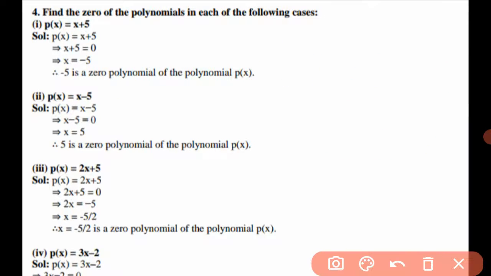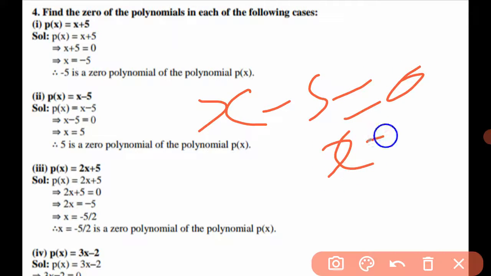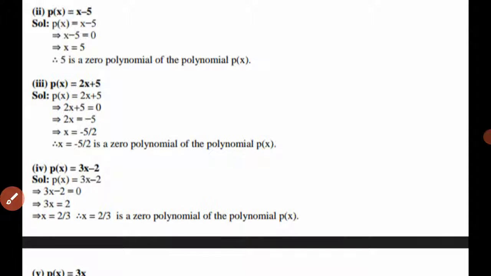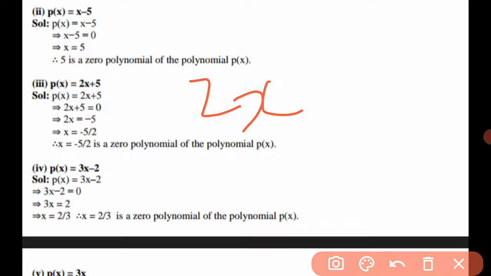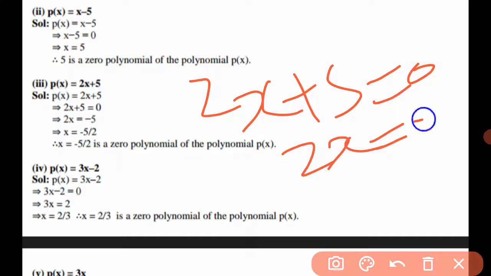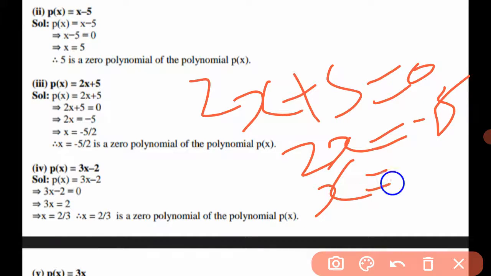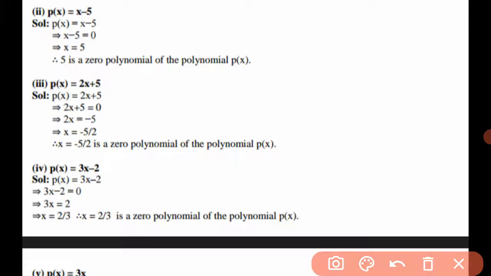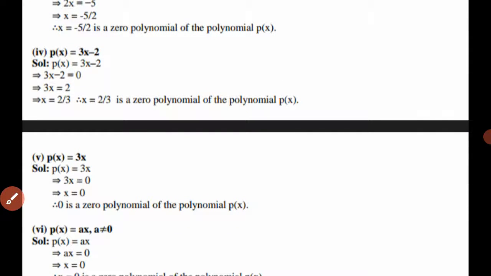Similarly, in the second case we are given x minus 5, so x minus 5 equals 0, so here x equals 5. So we can say that 5 is a zero of polynomial p(x). Now in the third case, p(x) equals 2x plus 5. So we solve 2x plus 5 equals 0. So 2x equals minus 5, and the value of x we find is minus 5 upon 2. So minus 5 upon 2 is a zero of polynomial p(x). Now in the same way, its fourth part, p(x) equals 3x minus 2.